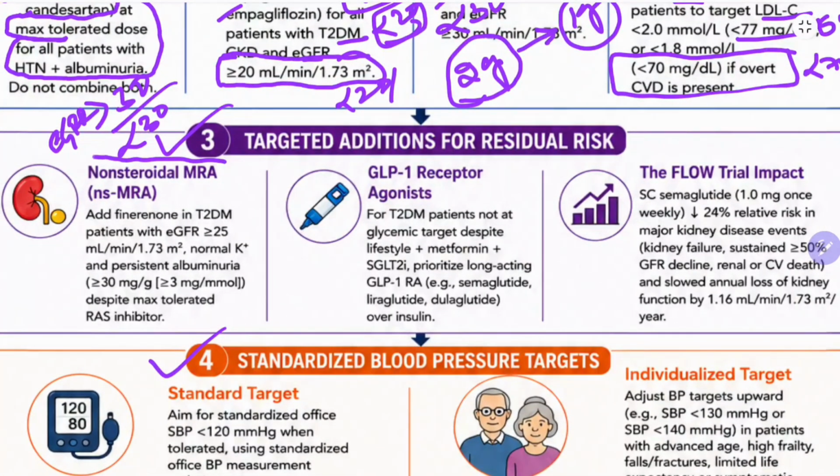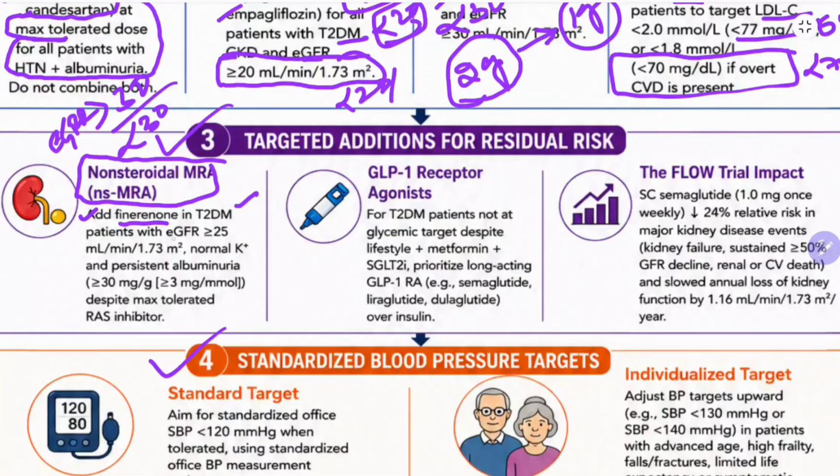One is non-steroidal MRA. One thing is steroidal MRA, that is nothing but spironolactone. The other is non-steroidal MRA, that is finerenone. So remember here it is NSMRA, meaning non-steroidal MRA, not spironolactone. So that is finerenone, which should be added in type 2 diabetes mellitus.